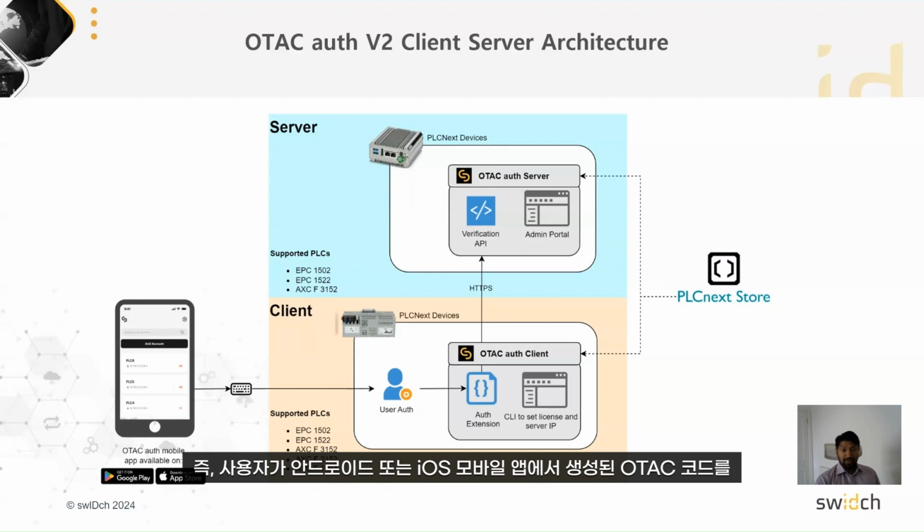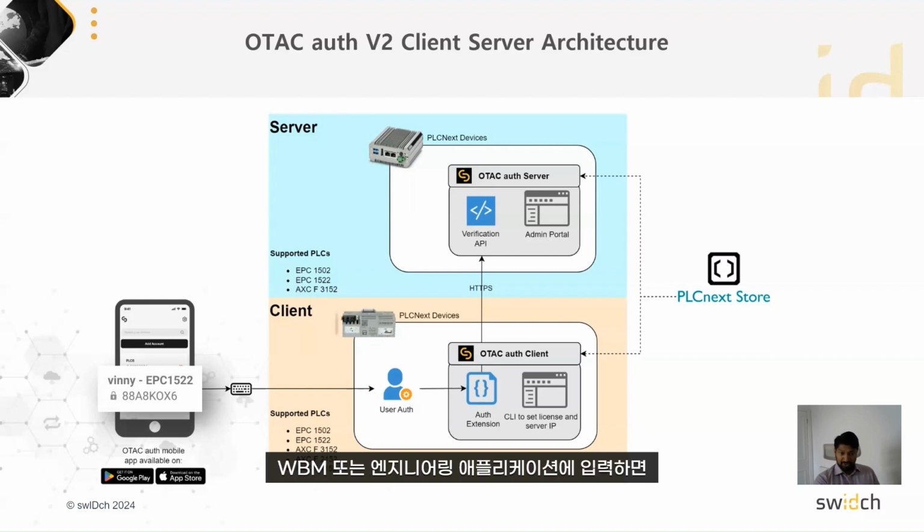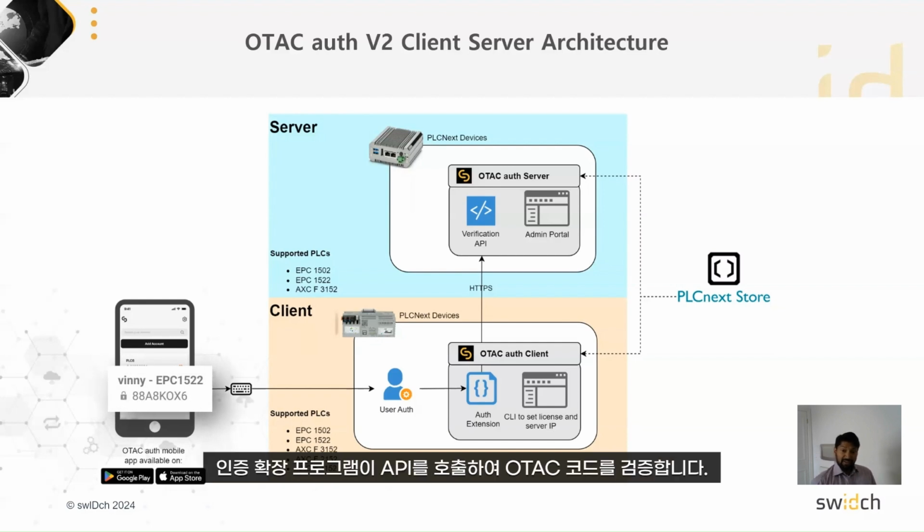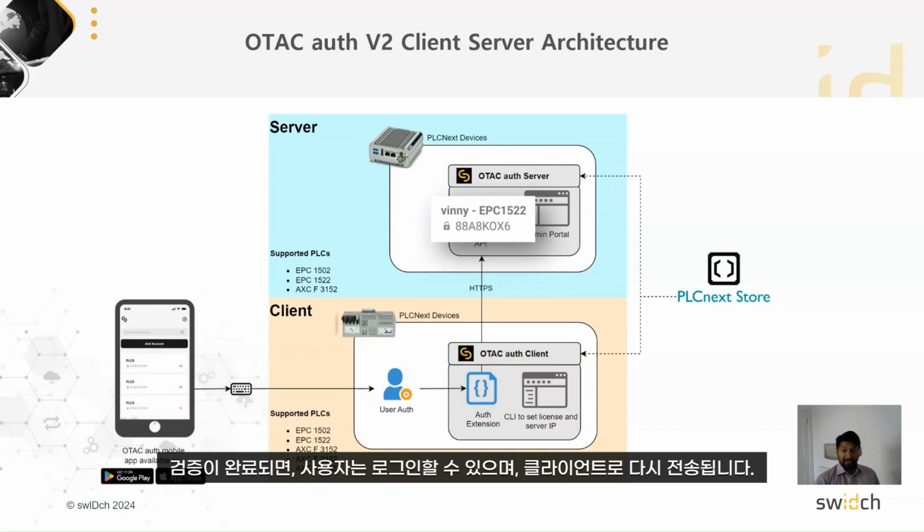In other words, when a user types in their OTAC code that's generated on their mobile app on Android or iOS, they input the OTAC code using the keyboard onto the WBM or the engineering application. That gets passed on to the OTAC extension that calls our API to verify the OTAC code itself. And once it's verified, the user is allowed to log in and the result is returned back to the client.